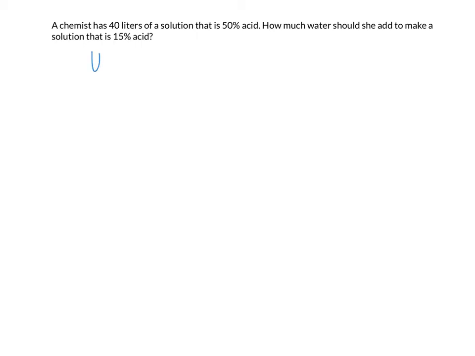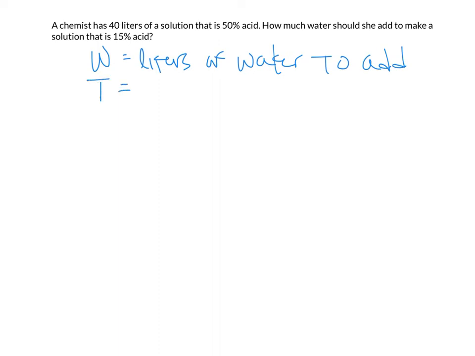We don't know how much, so let's call that W. W equals liters of water to add. Of course we know that we already have 40 liters in there, but we don't know the total number. That total number is going to be 40 more than whatever W is. So T is total liters of solution in the mix. Okay, so that gives us two equations.